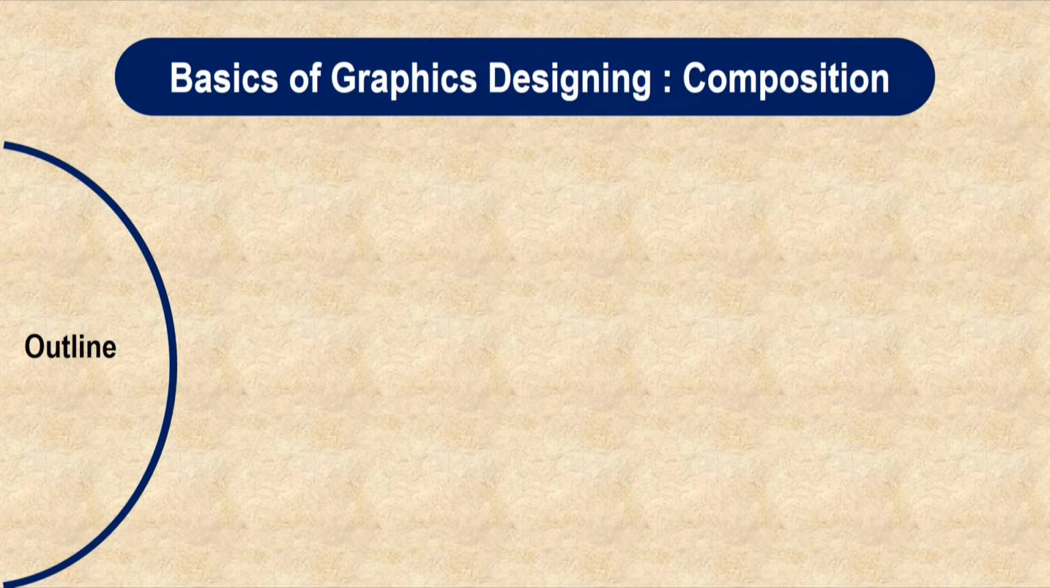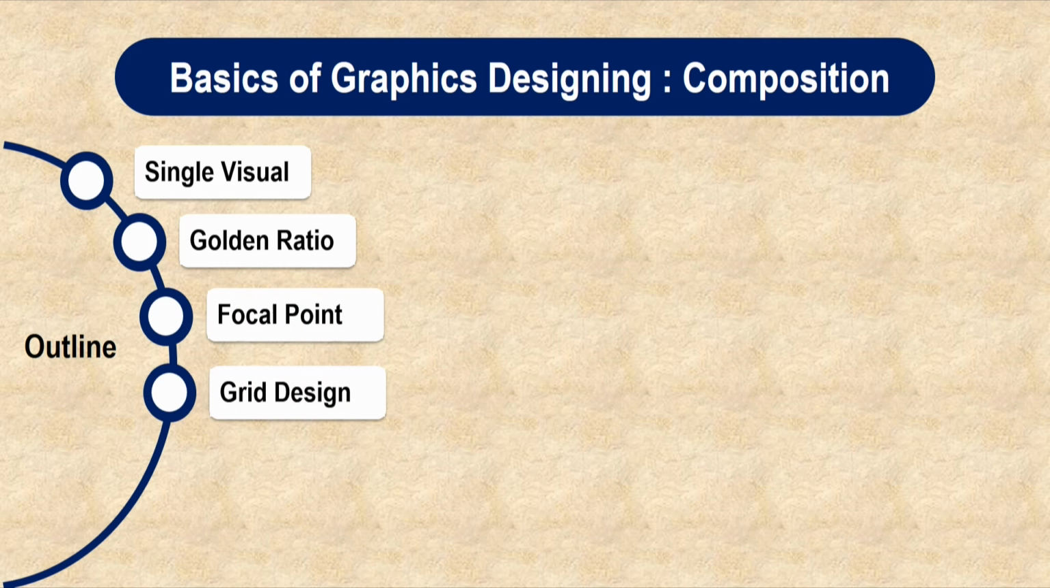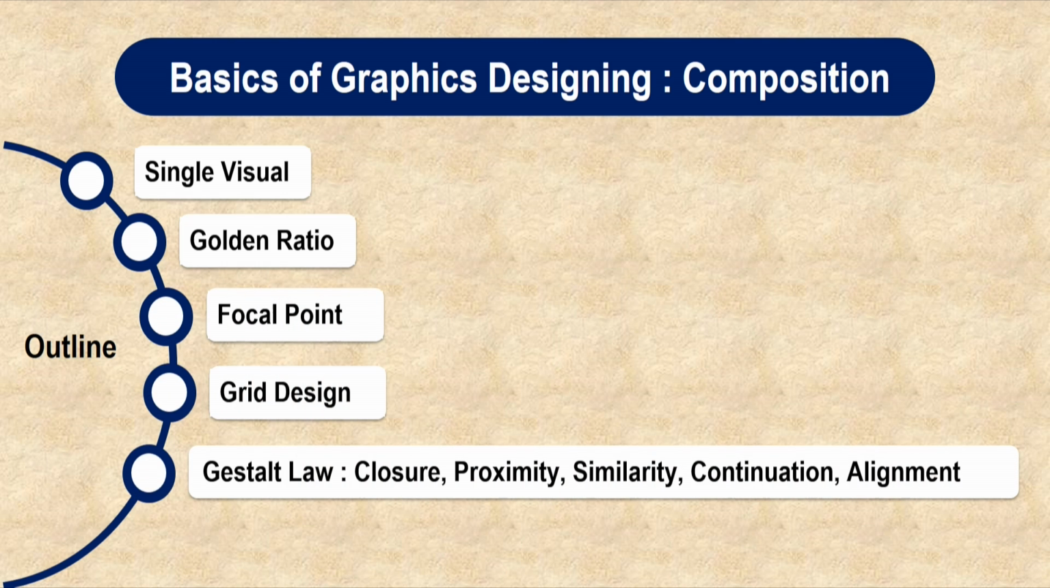The outline of the contents to be covered is mainly related to image composition principles. The first one is single visual composition, then the rule of golden ratio, focal point, grid design system, and certain Gestalt laws. So let us see how the first image composition rule can be worked out.